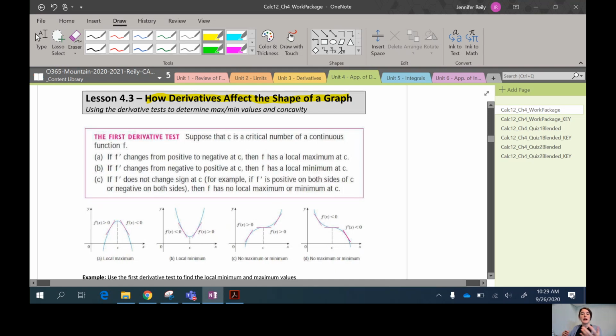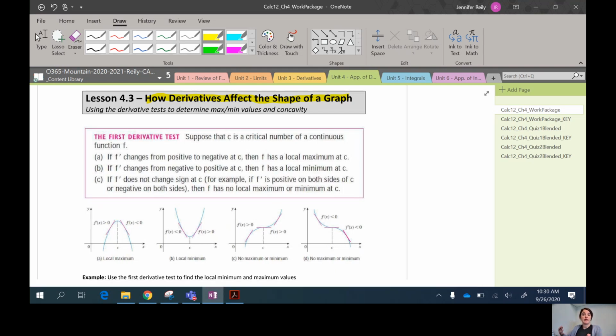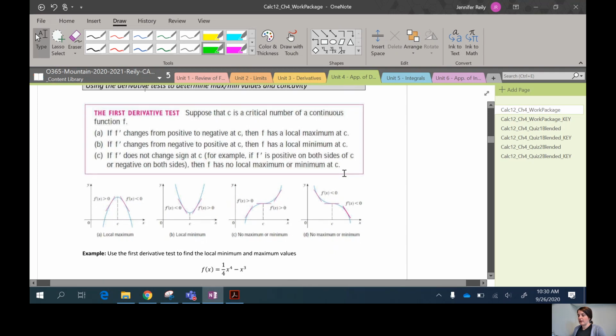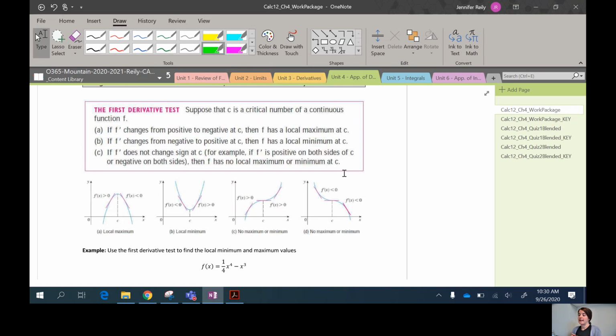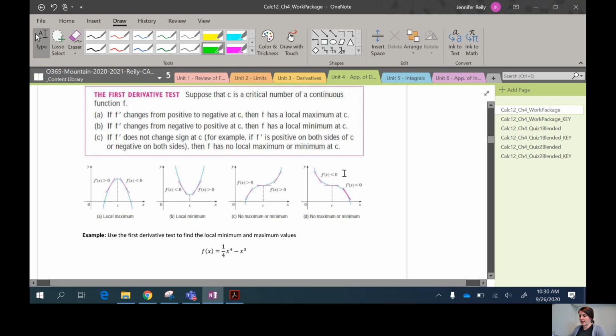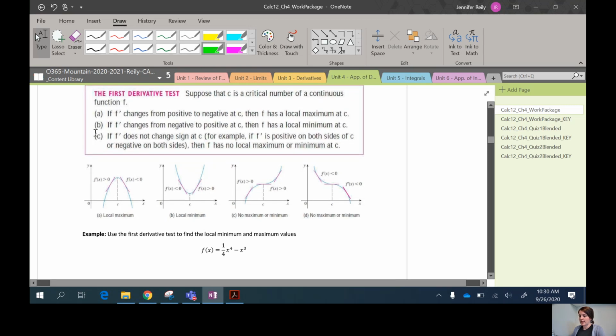of a graph. So when we don't have the picture of the graph in front of us, what can the first derivative and the second derivative tell us about the actual shape of the graph? And then in the next lesson, we're going to be using the derivatives to actually graph a function. Okay, so the first derivative test can tell us a lot about, or we can search for maximum and minimum points using this test. Okay, so let's just look at the pictures. I think it makes more sense than the words in the box there.